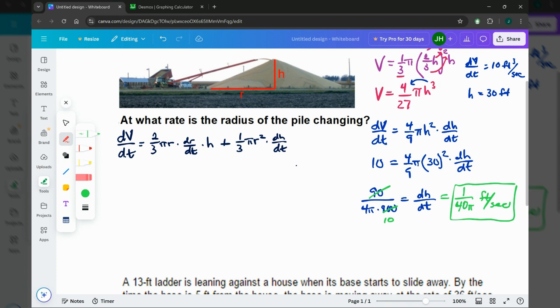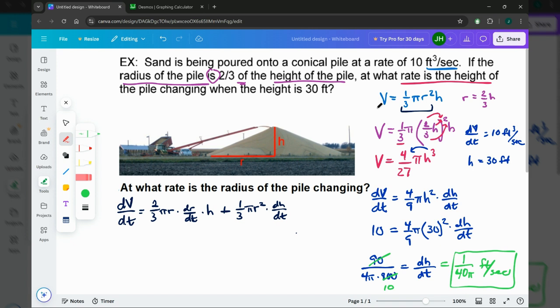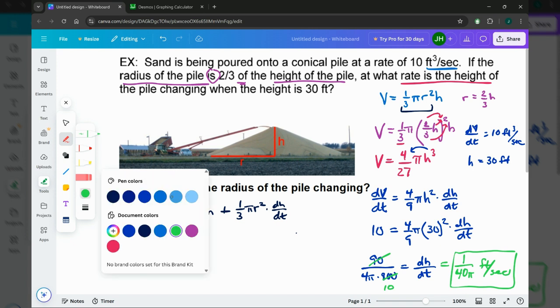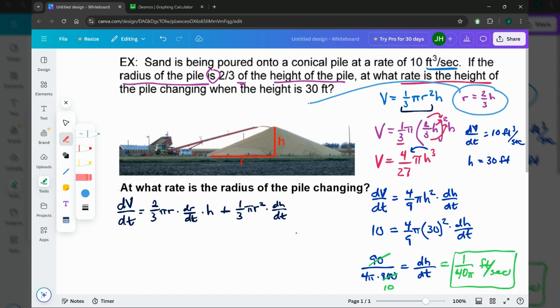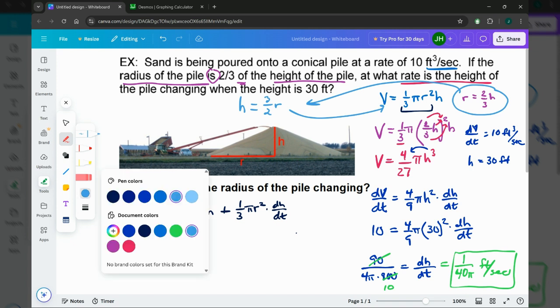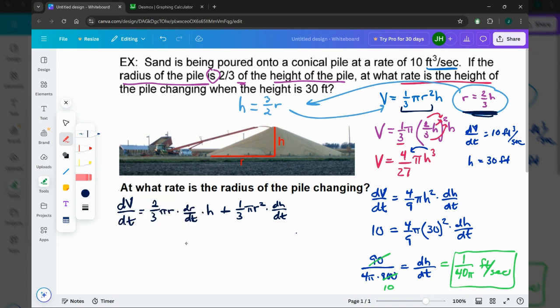Now, the second part of my problem, I want to find at what rate is the radius changing. Well, what most people would think is, why not take this equation, solve it for h equals 3/2 times r, and plug that into this formula and go through this whole process again. You can do that. You can absolutely do that. That's correct. But why don't I use this original equation, this r equals 2/3 h? Why don't I take the derivative of that?